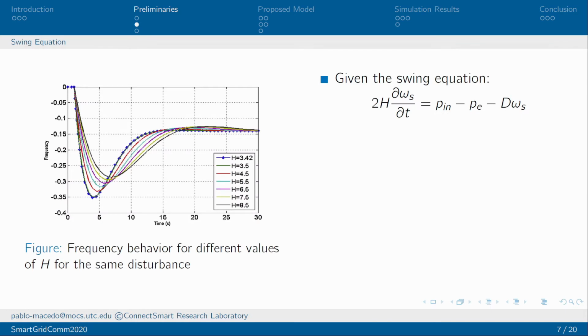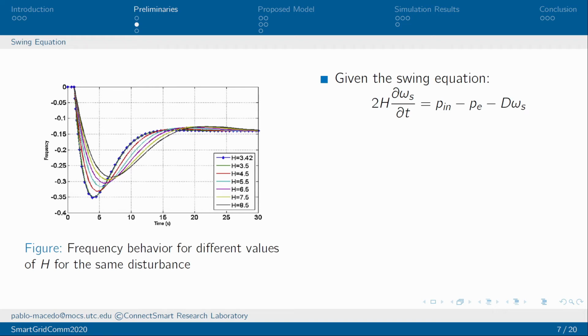Another important mathematical background for this research is the swing equation, which is described by this formula. Basically, what it tells us is how much the frequency changes for any change in power. After a given disturbance, the inertia will provide the power, which will slow down the rotating machine, that will lead to a drop in frequency.